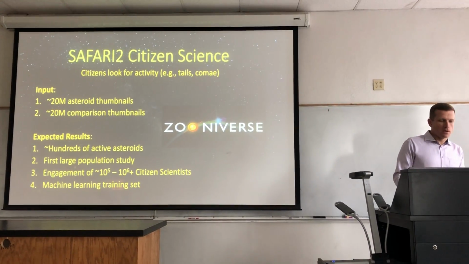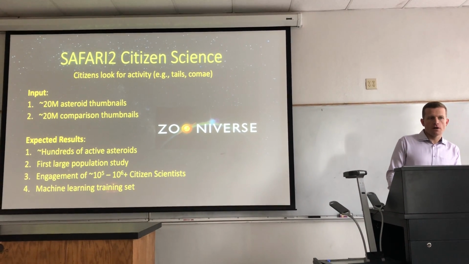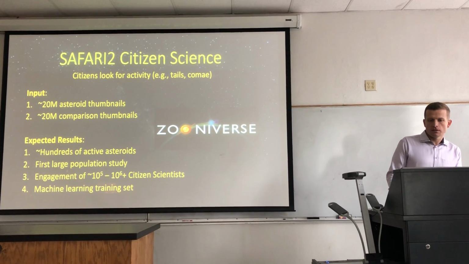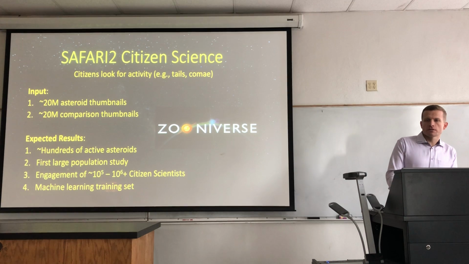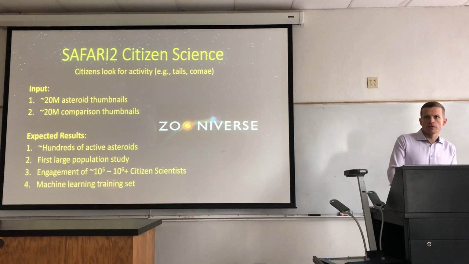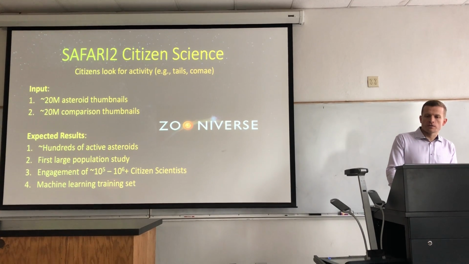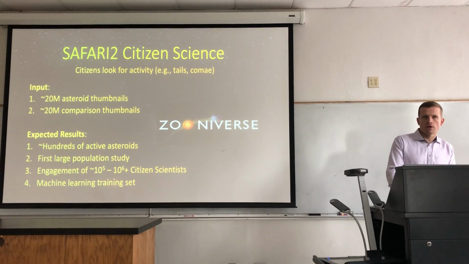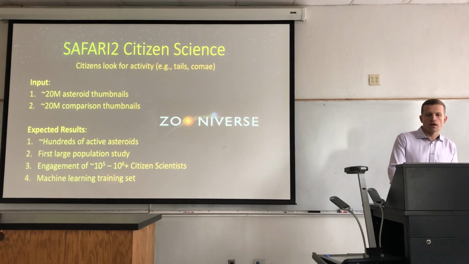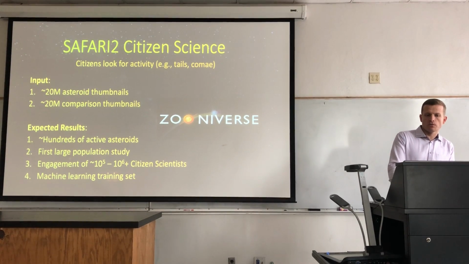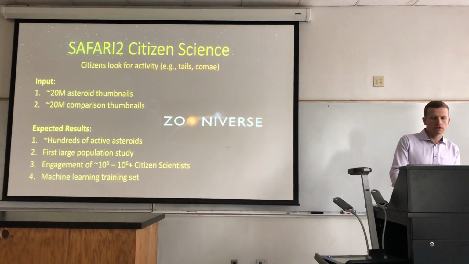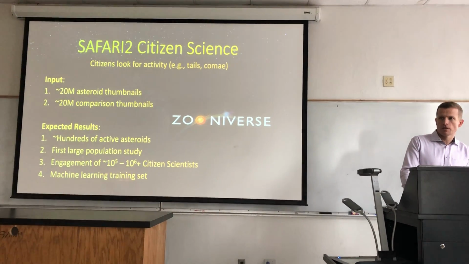So the citizen science part is the next part of the undertaking. This is not a small undertaking. This involves crowdsourcing scientific activity to the public. It doesn't require extremely specialized skills, but we are going to ask them to look for tails and coma, or the halos, around asteroids. Input will probably be around 20 million asteroid thumbnails and 20 million comparison thumbnails.